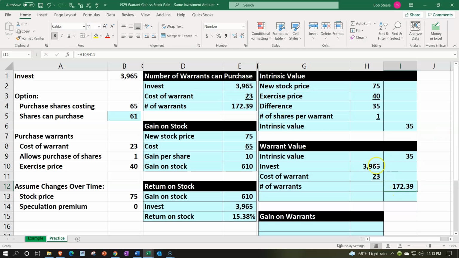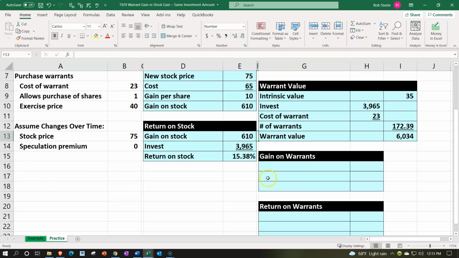So then we're going to underline that, font group and underline, and that's going to be our warrant value for the multiple warrants we have, which is going to be the intrinsic value, which we're saying is equal to the warrant value because there's no speculation premium, times the number of warrants, which is the 6,034.